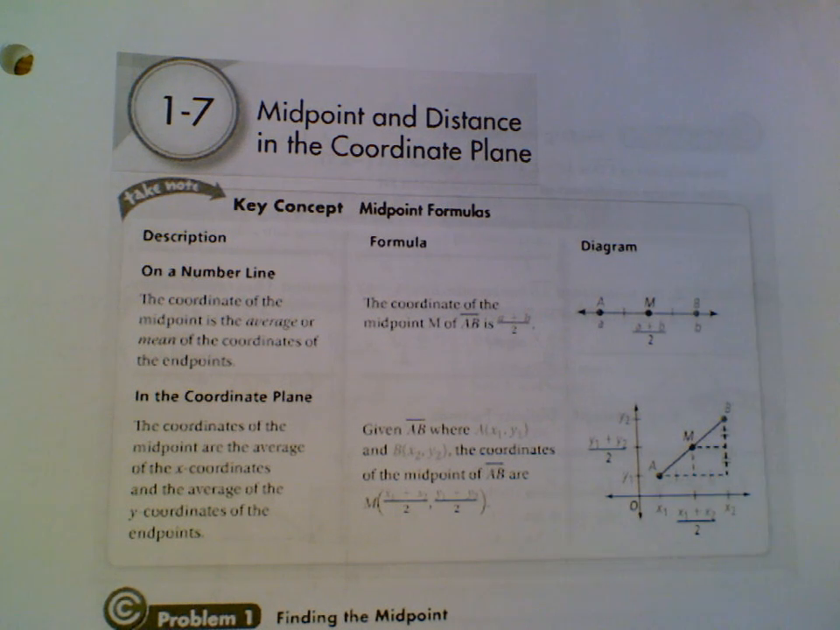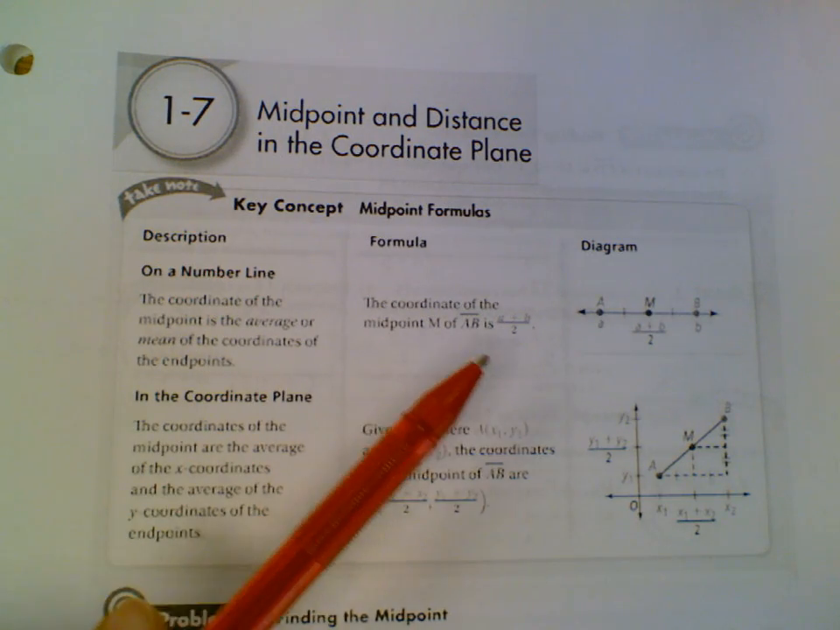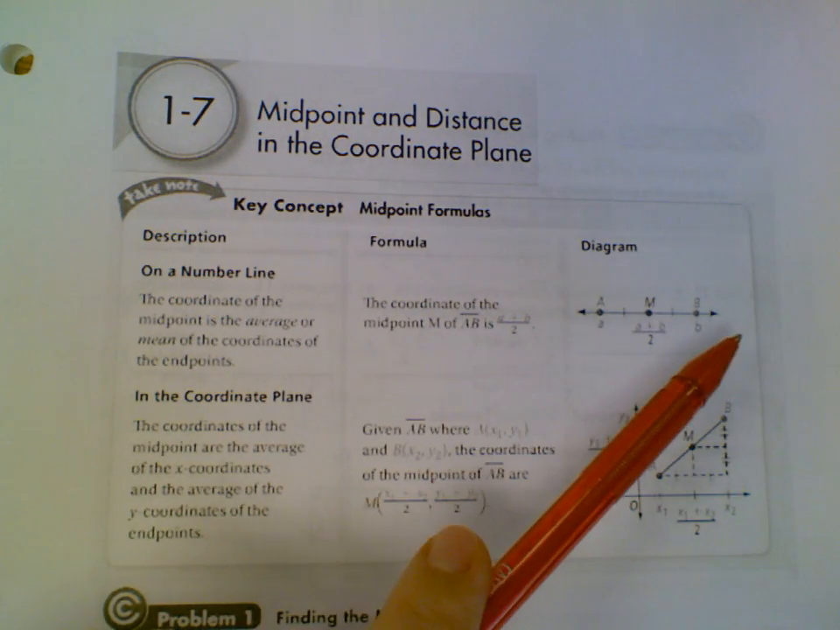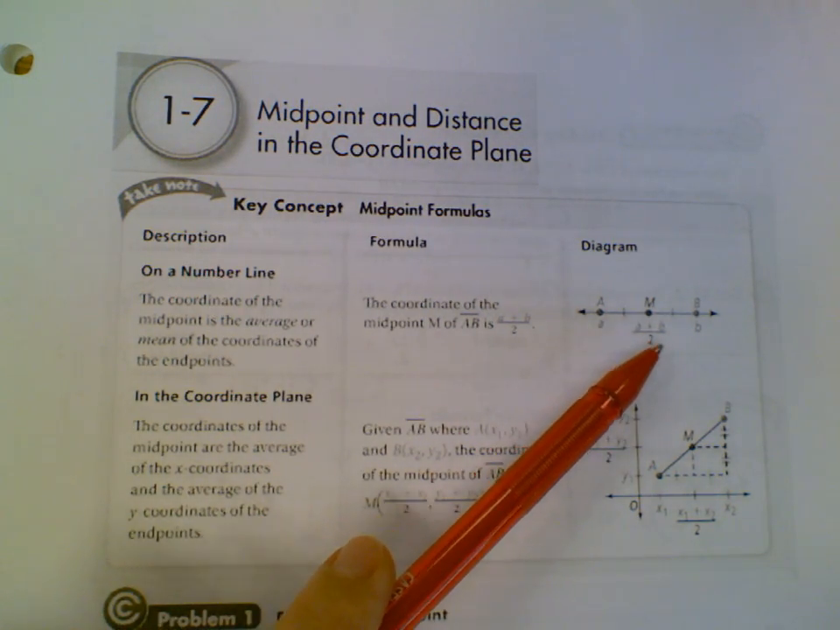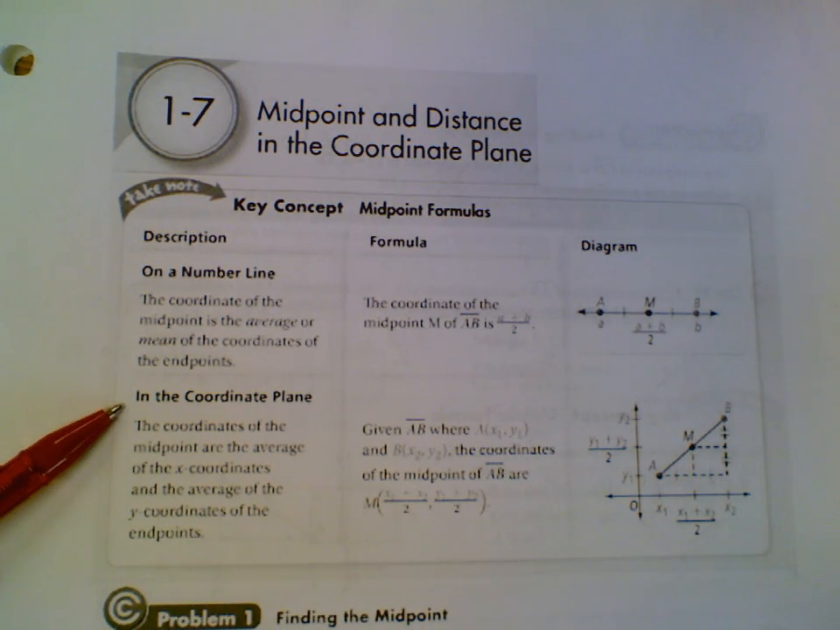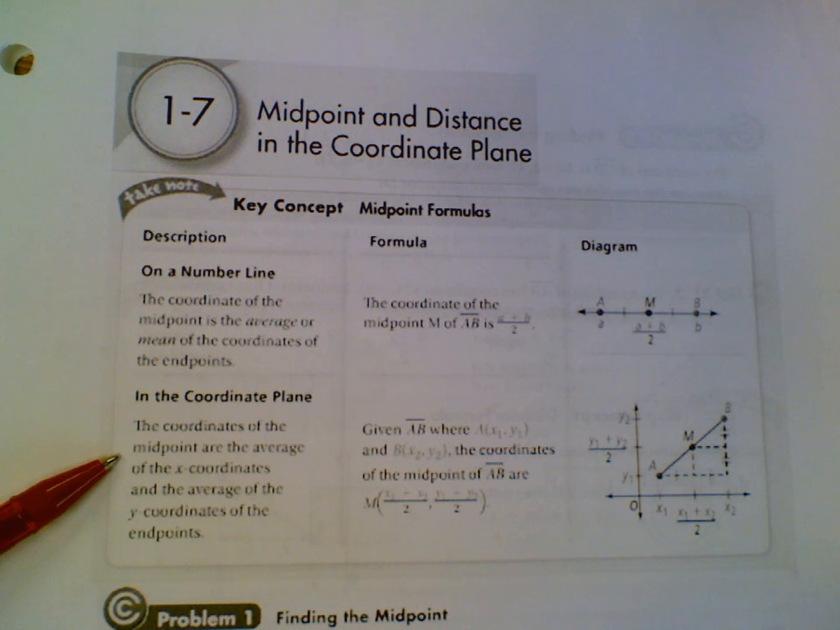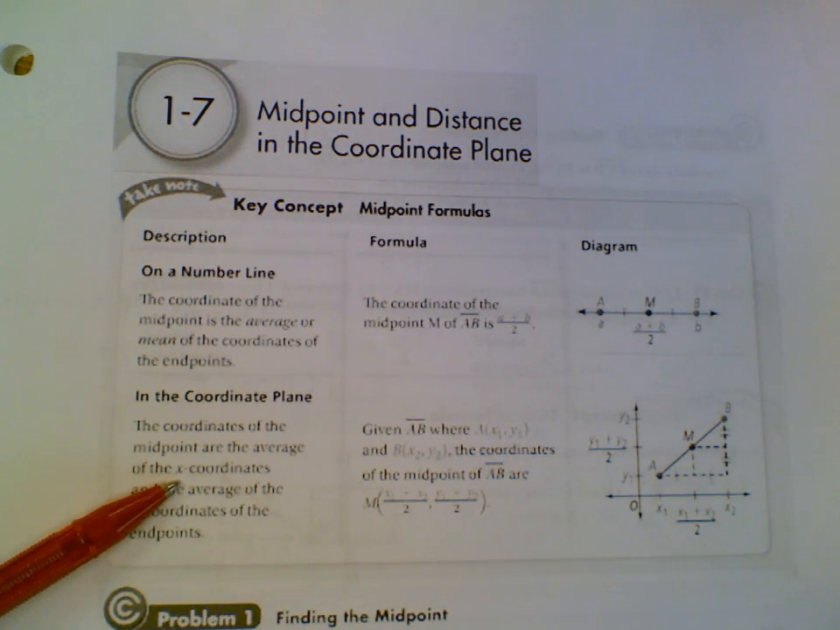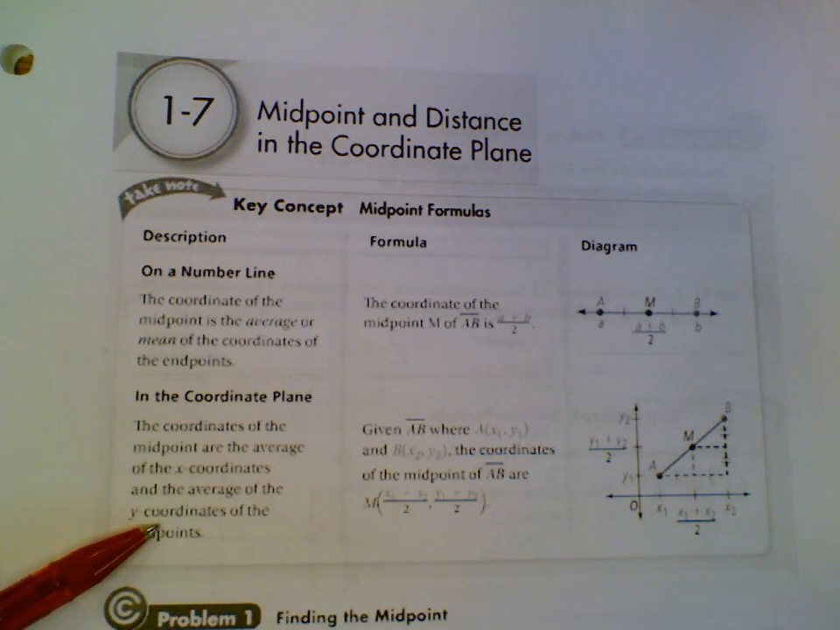Section 1.7 is about the midpoint and finding the distance in a coordinate plane. So the first thing is, on a number line, if I want to find the midpoint, it's just the average or the mean of those coordinates. So that means if my endpoints are at A and B, I would just add those numbers and divide by 2. If it's in a coordinate plane, then I'm still going to find the average, but I'm doing an average of the x coordinates and an average of the y coordinates.